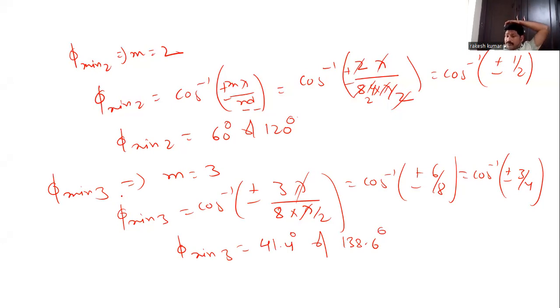This is how you can calculate phi minimum 4 and so on. Now let us come to the next one. The fourth point is side lobes. What is the expression to calculate the side lobes?